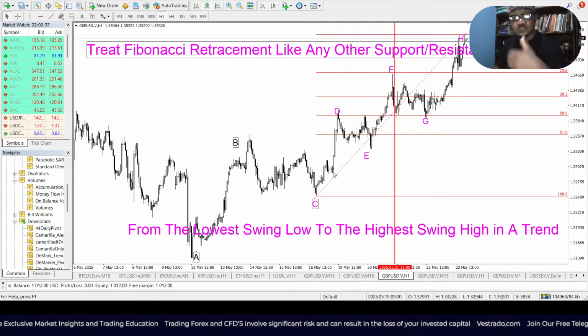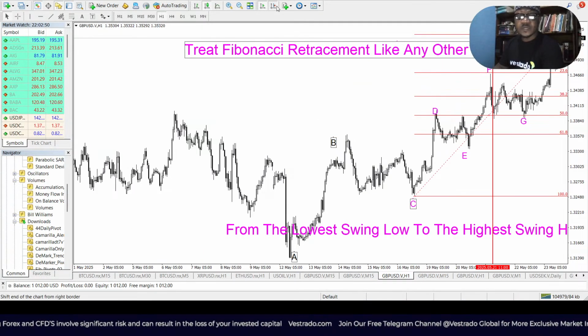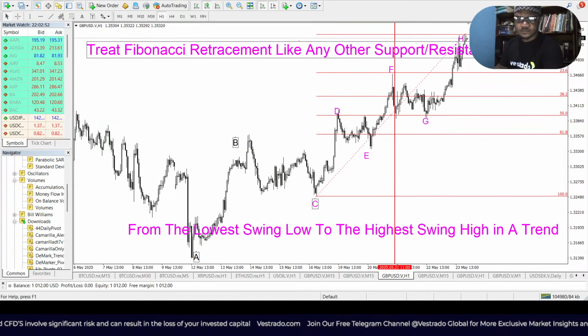If in a downtrend, continue going downwards. So treat Fibonacci retracement like any other support or resistance level. If it touches the 23.6% mark, there could be a reversal. If it touches 38.2 right here, follow my mouse cursor, there could be a reversal.